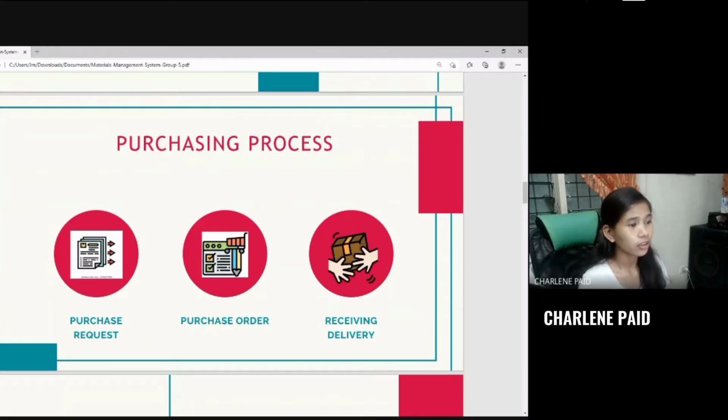Like any other process, the purchasing process is made up of several steps or activities. Each step takes information, processes it, and turns it into an output to feed into the next step. We have the purchase request, purchase order, and receiving delivery. So, what are the functions of the purchasing process?